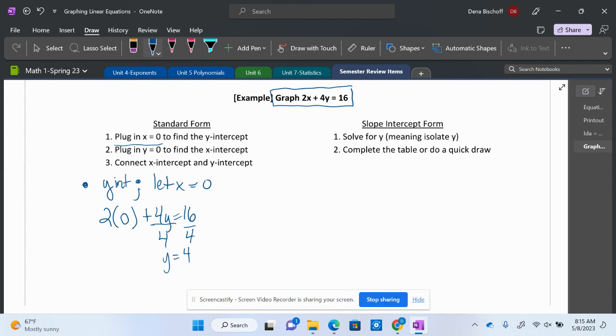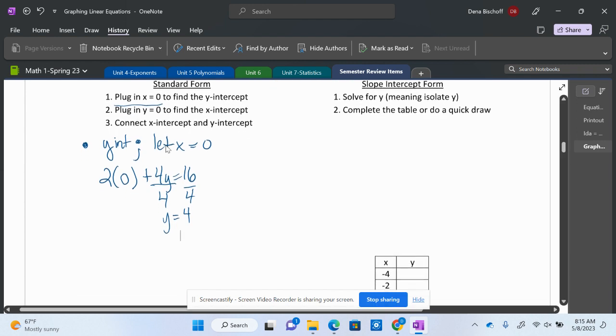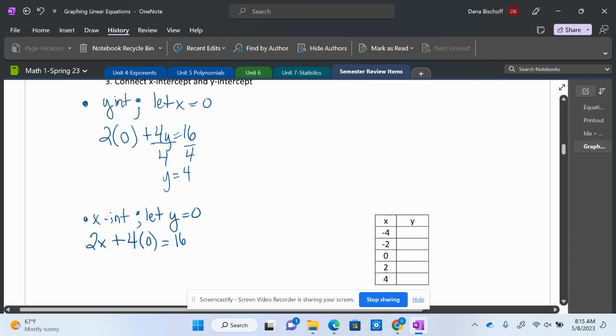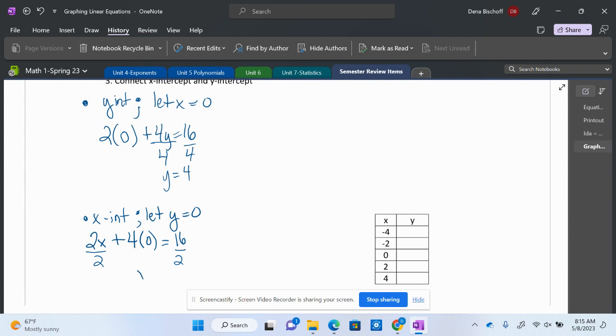Okay. Now let's find the x-intercept. To find the x-intercept, I let y equal 0. So I have 2 times x plus 4 times 0 equals 16. 4 times 0 is 0, so I really just have 2x equals 16. What do I do? Yeah, divide both sides by 2, and I find out that x equals 8.